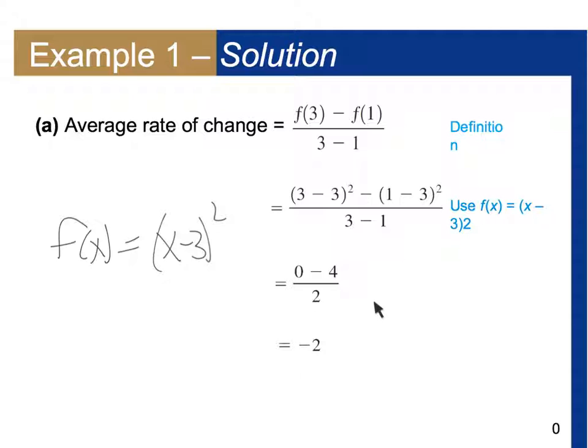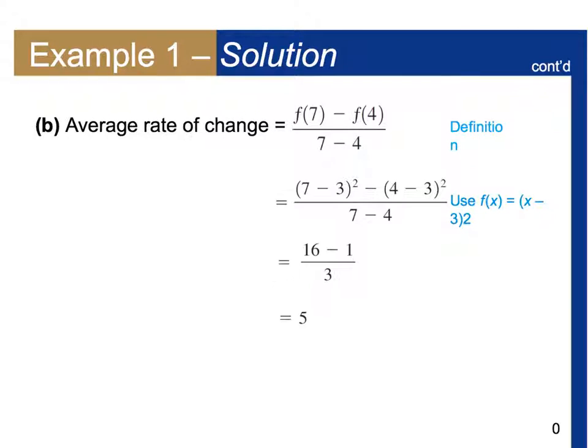So we can say on average, this function changed at a rate of minus 2 between x equals 3 and x equals 1. Okay, and for part B, we're looking at between 7 and 4, right? And again, our function is f of x equals x minus 3 quantity squared. Okay, so we look at average rate of change between x equals 4 and x equals 7.